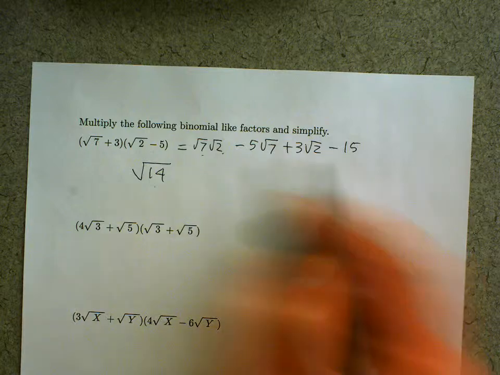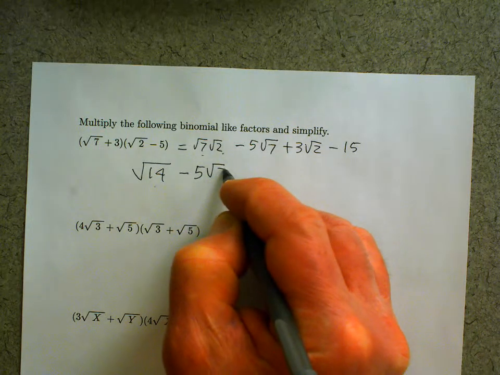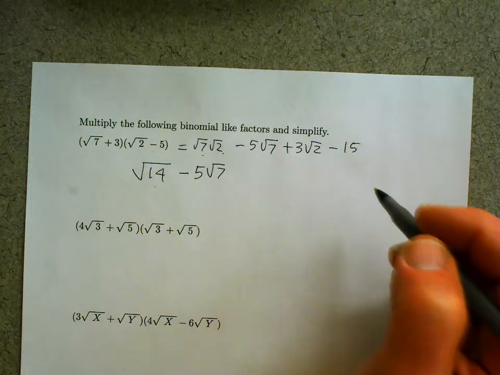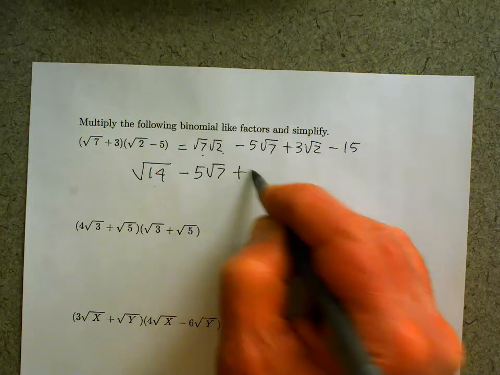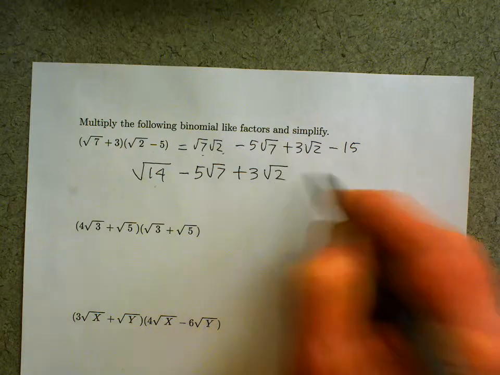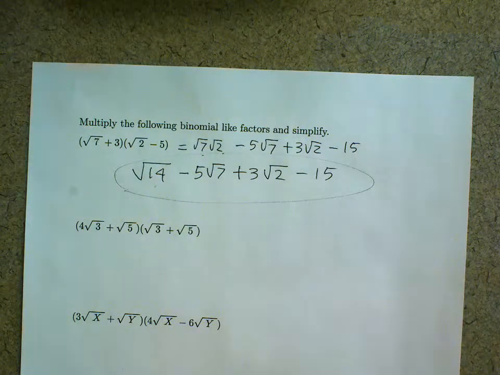And nothing else, there are no like radicals or like terms. So we write the square root of 14 minus 5 times the square root of 7 plus 3 times the square root of 2 minus 15. So that is as simplified as it can be.